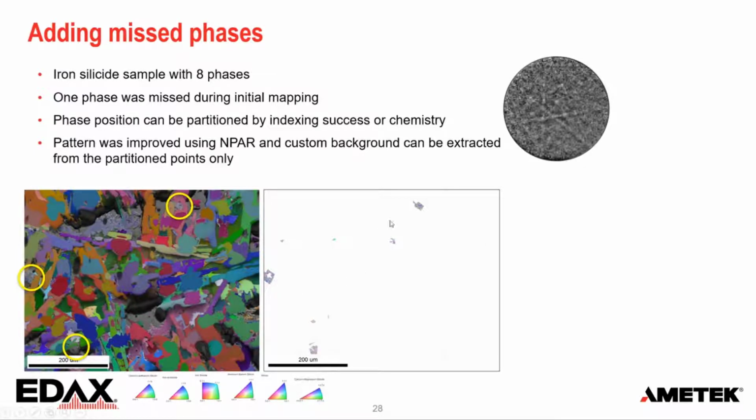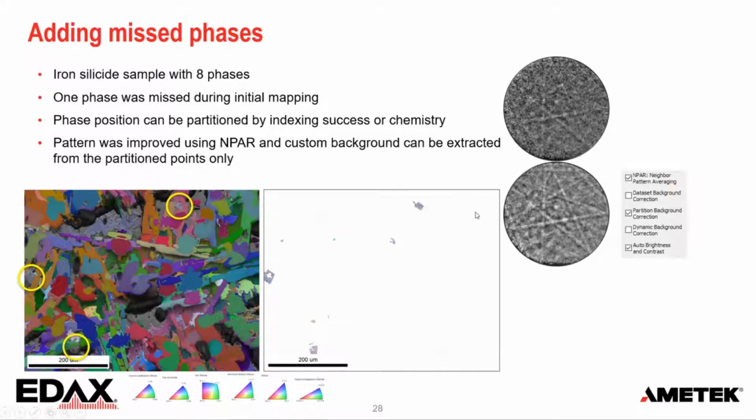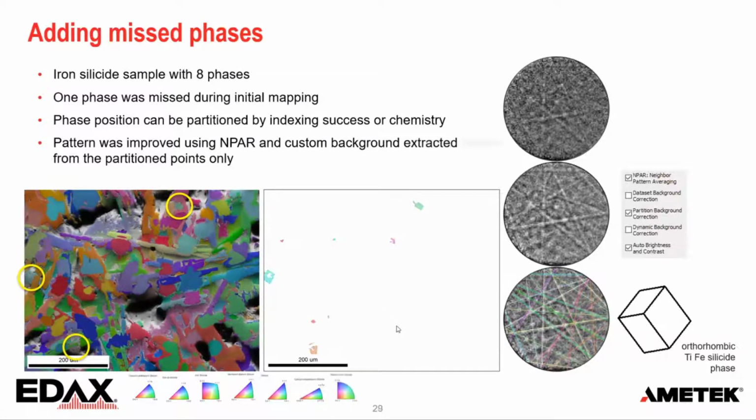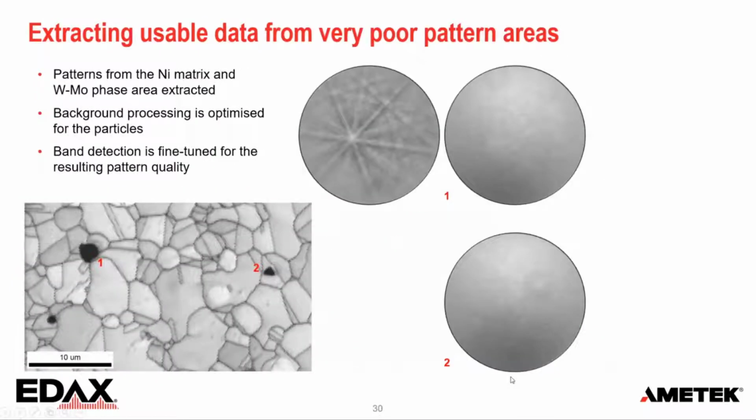Then I can get a pattern from there, optimize that with a number of image processing tools that I want to apply, and I can identify what the phase is. And then I can reindex only those points, so don't touch anything else. And then we have a really nice addition to our multi-phase sample. And this way you can just maximize your indexing results.